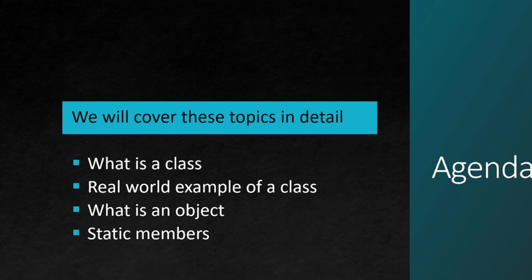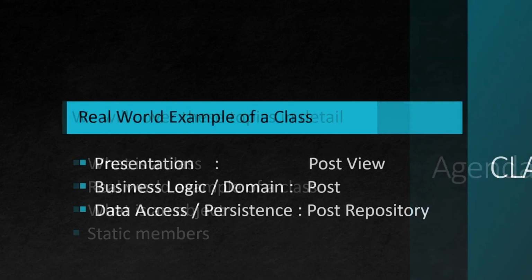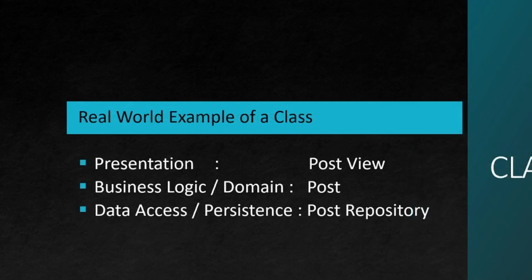Now, let's take a look at a real-world example. We are all familiar with the concept of blogs and posts. Let's say we would like to implement a web application as a blog engine. With a typical layered architecture, our software application consists of at least three layers. First one is the presentation layer. Second one is the business logic, which is also referred to as the domain layer. And third one is the data access, which is also referred to as the persistence layer.